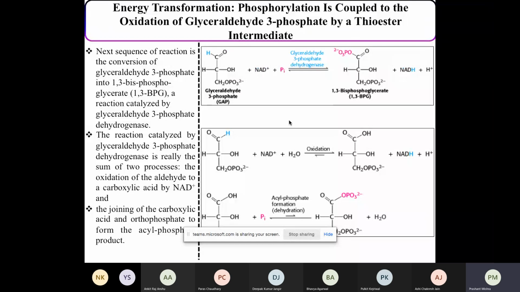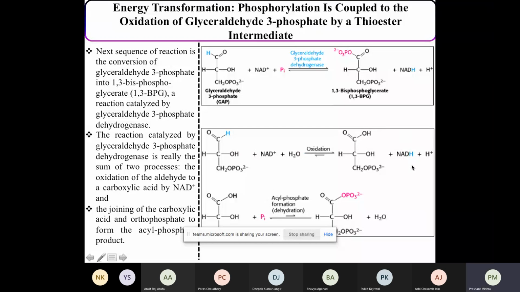In the first stage, glyceraldehyde 3-phosphate reacts with NAD plus in presence of water, and an oxidation reaction occurs. So what you get is 3-phosphoglyceric acid. So here aldehydic group has been converted into acidic group. That's the one conversion. And during this process, this NAD plus has been converted into NADH. So this water molecule is the one which is responsible for this reaction.